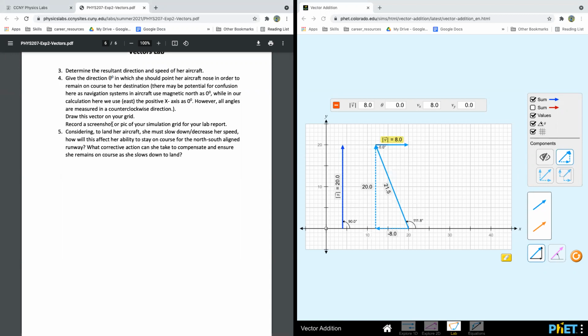So then you record the screenshot. And then the last one is, in order to land, she has to slow down her speed. So when she slows down, that means the absolute value is decreasing, right? The magnitude is decreasing. But she has to make sure the sum remains north. So what does she have to do? She has to make her direction even more towards west.